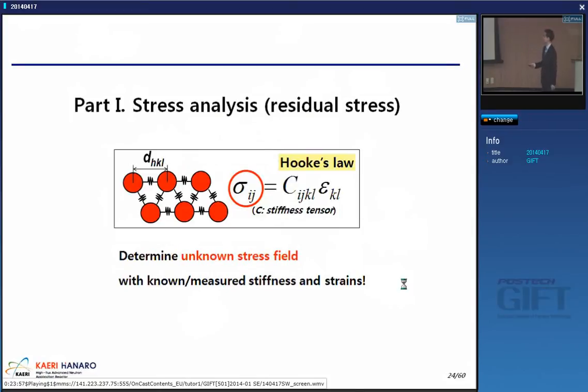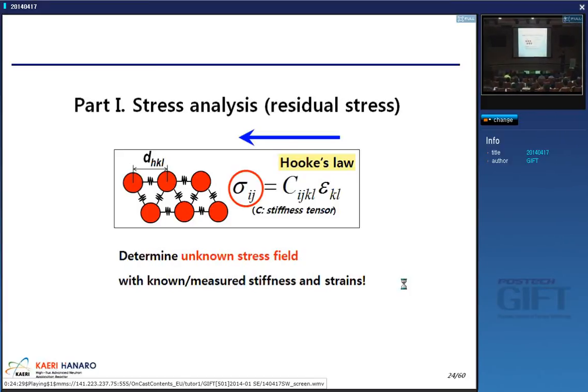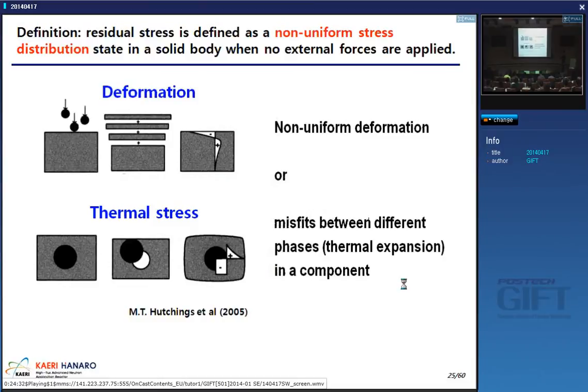Okay, so part one: stress analysis, for example, residual stress. You see that Hooke's law is a very simple relationship. Strain times elastic modulus, which we call stiffness, gives the stress. Very simple. So we can measure strain using neutron diffraction. If you know the elastic modulus, the stiffness, we can calculate stress. So let's think about what the residual stress is. Residual stress is defined as a non-uniform stress distribution in a solid body when no external forces are applied.